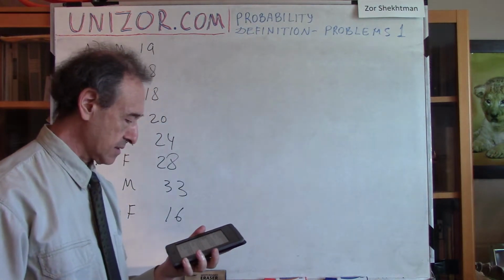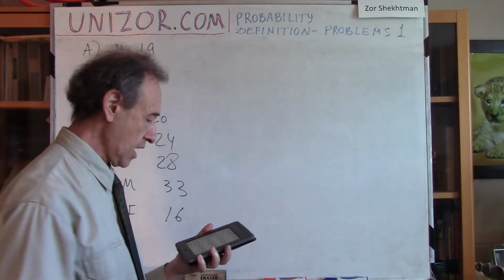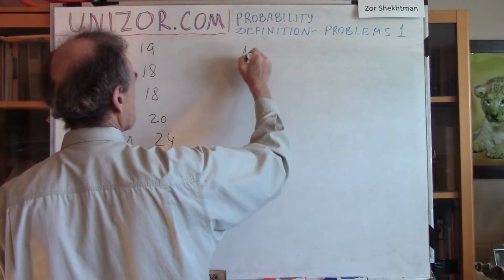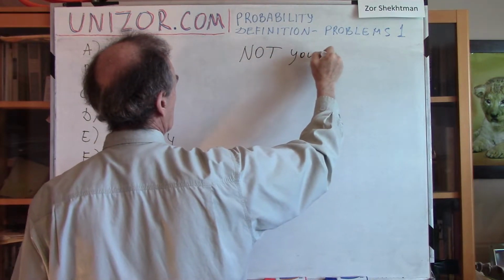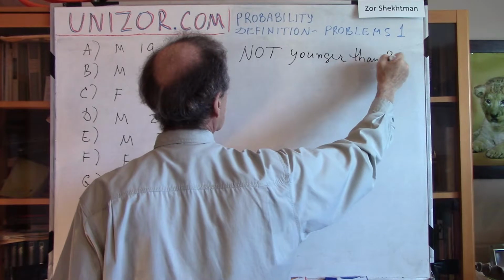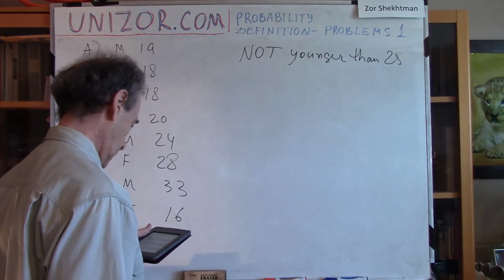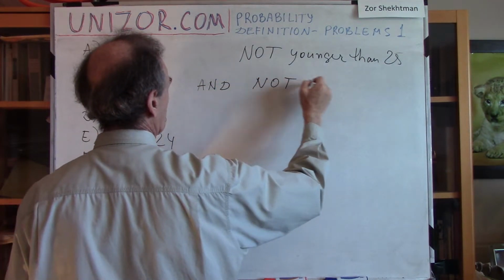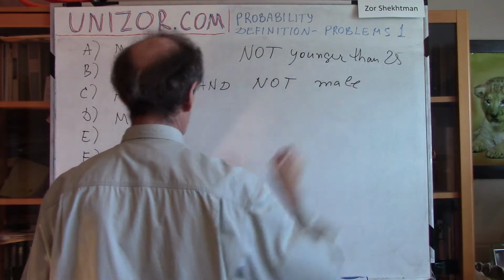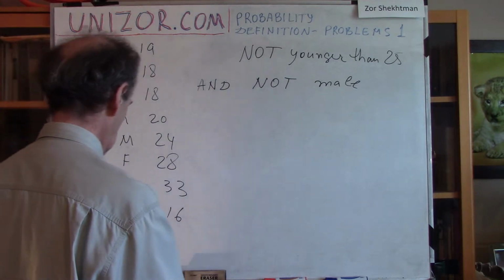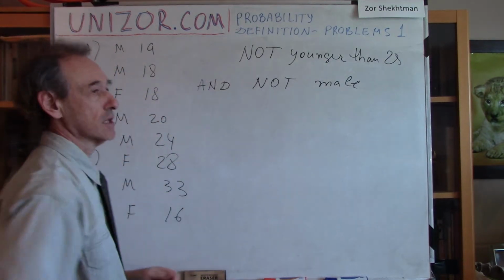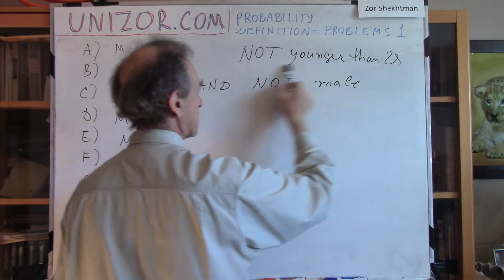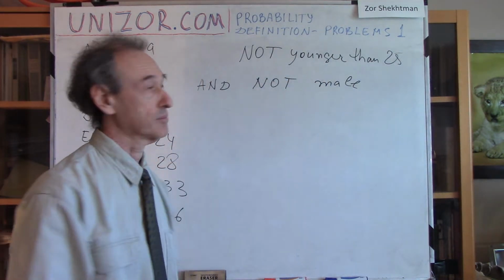Okay. What is the subset that represents the event randomly selected person is not younger than 25 and not a male? Okay, let's talk about this. So you have this AND condition, which means we have to have this particular subset and this particular subset and make an intersection out of them, right? All right, let's do it.